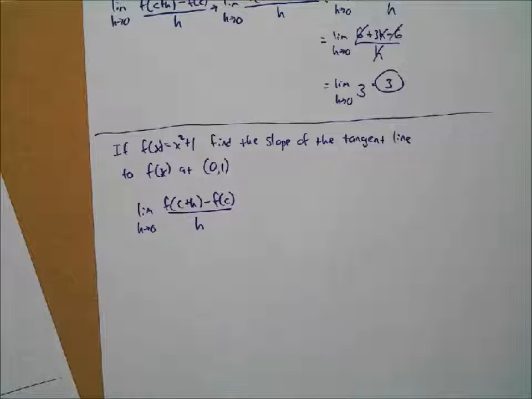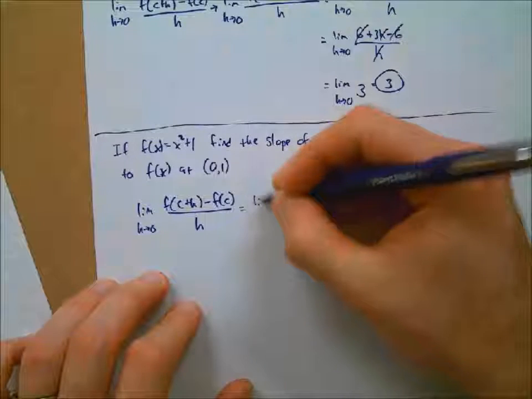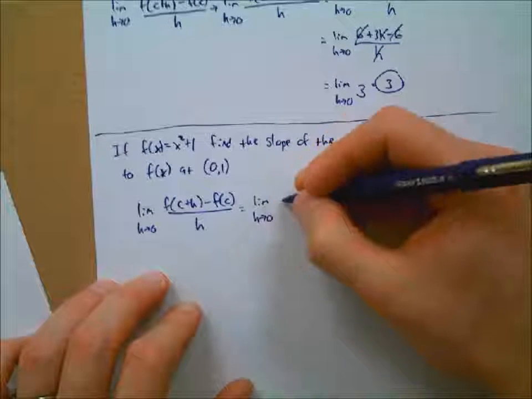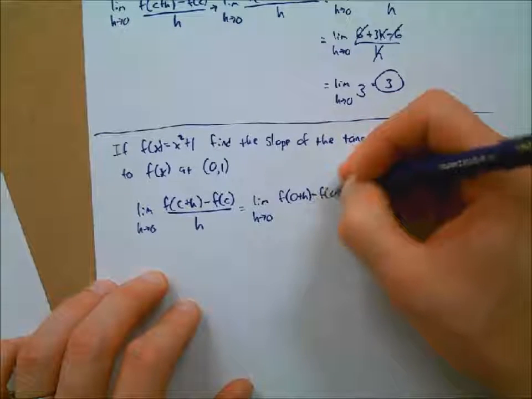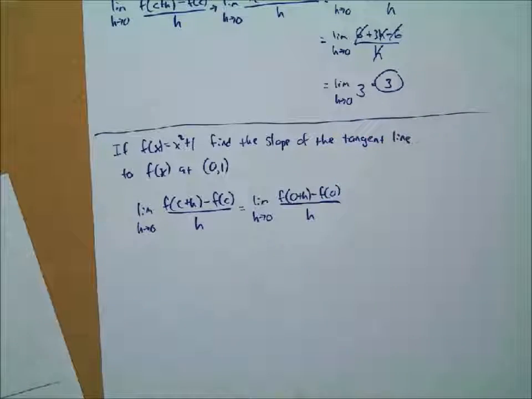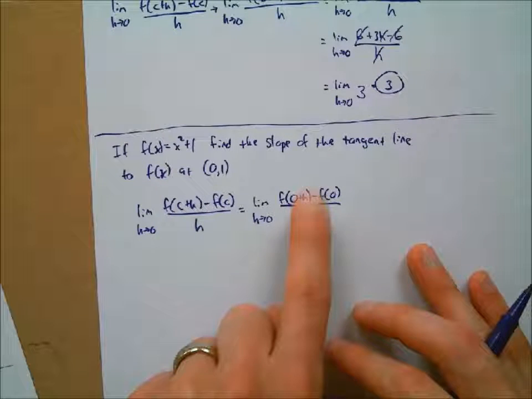Okay. What is our c this time? What's our x value? 0, right? That's our point of tangency, 0. So we have f of 0 plus h minus f of 0, all over h. What's 0 plus h? What's that going to be? Just h, right? So this is literally just f of h.